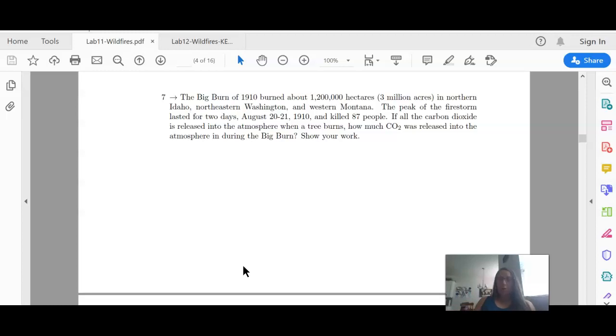If all the carbon dioxide is released into the atmosphere when trees burn, which again is also not true because not the whole tree burns up, right? Some of it remains. But let's assume that all of the carbon dioxide is released into the atmosphere when the tree burns. How much carbon dioxide was released into the atmosphere during the big burn? And then show your work. So obviously I'm not going to ask you to show your work in the quiz, but it's going to help you a lot if you know what you're doing. So maybe write down what it is that you're doing. So let's go ahead and look at the table and see how we can figure this out.